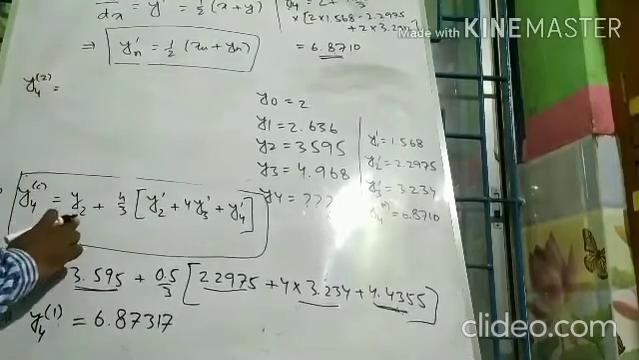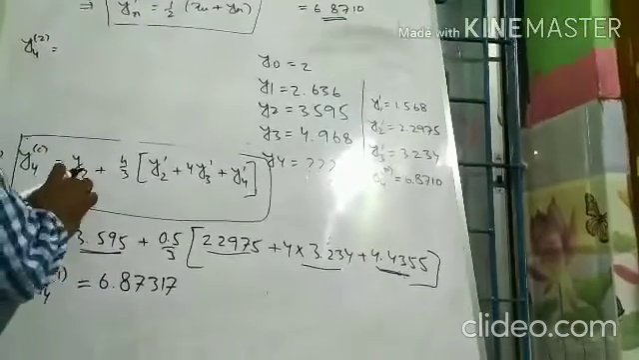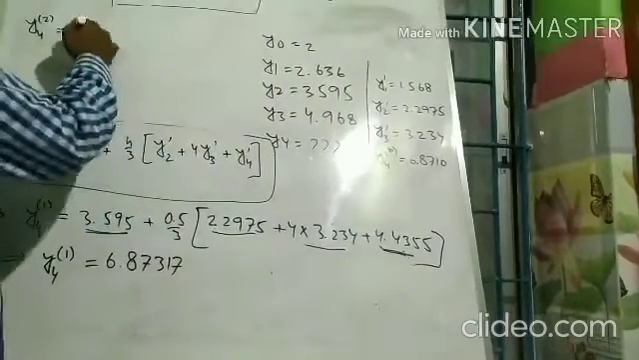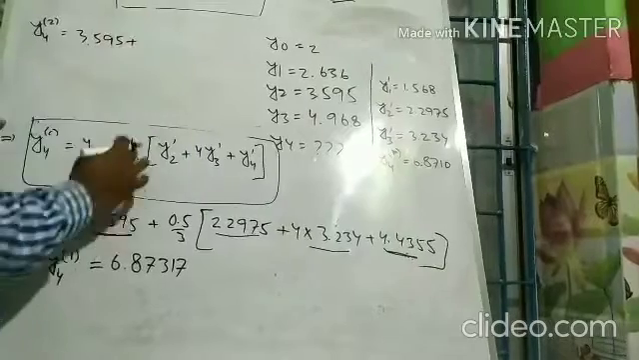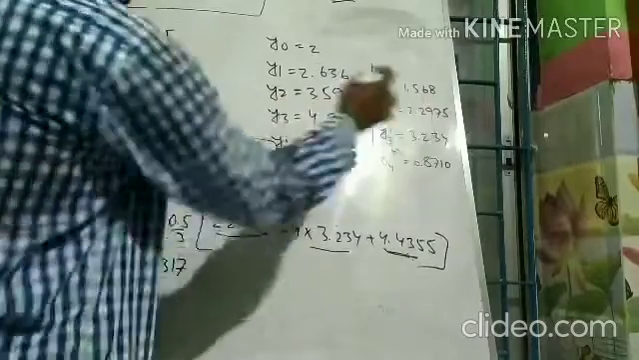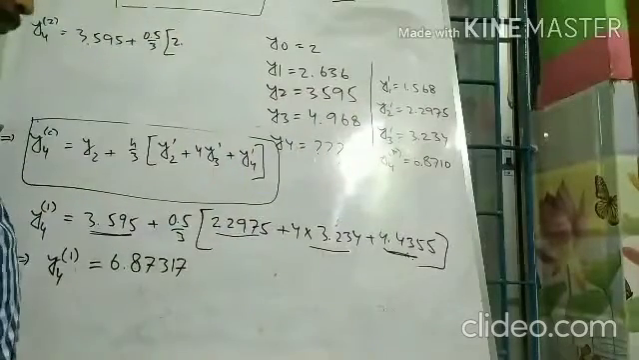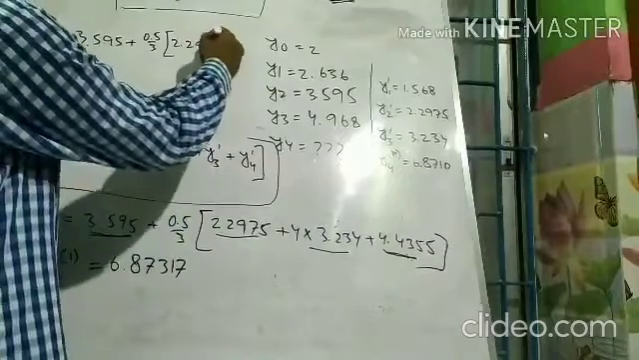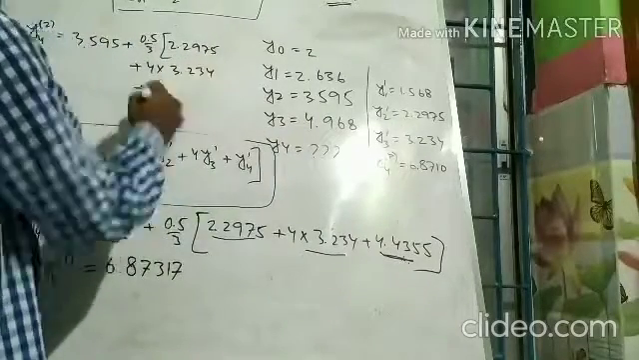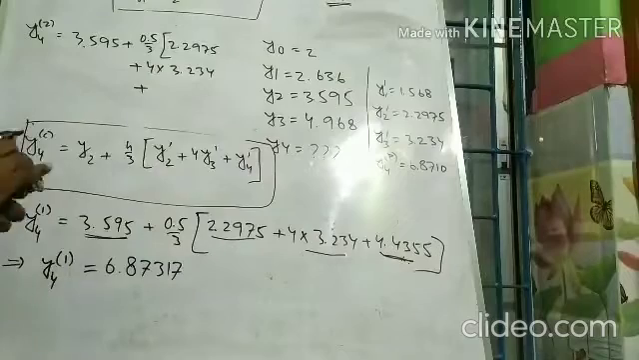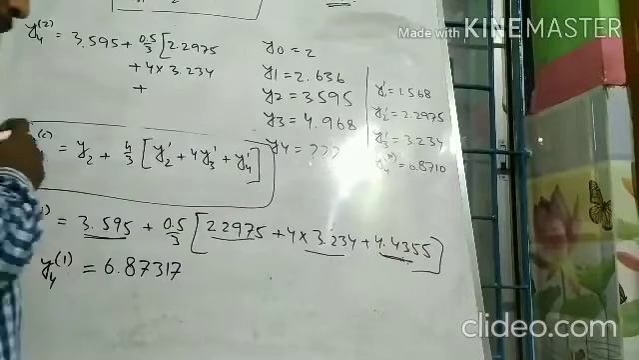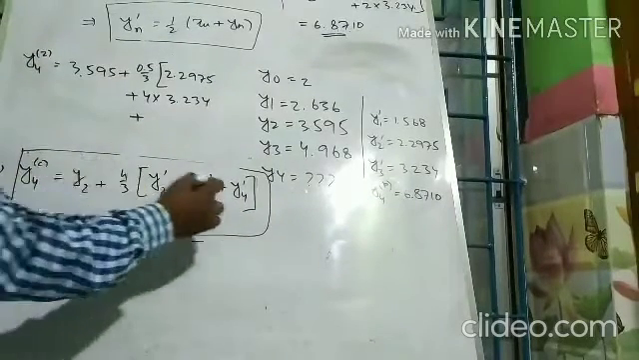That is y2. What is y2? y2 is 3.595 plus h by 3, 0.5 by 3, times y2 prime. y2 prime is 2.2975 plus 4 into y3 prime. y3 prime is 3.234 plus y4 prime. Now we have to calculate y4 prime.